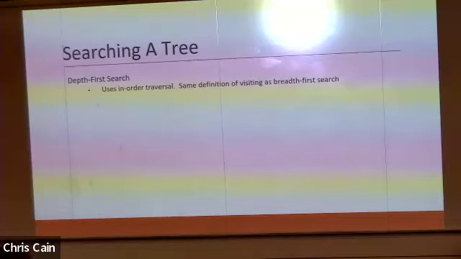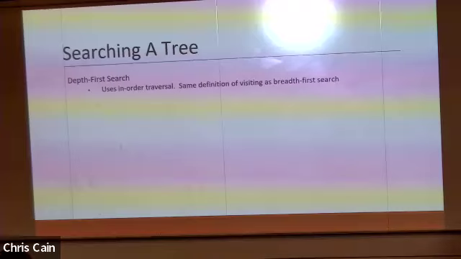So it has the same definition of visiting as with a breadth first search. We're going to look at whatever node depth first search tells us to look at next, and then we're going to ask the question, is this equal to the query? Is this node's data equal to the query? If it is, we return that node. Great, yes, it's in the tree, it's right there. If not, then we have to keep searching.